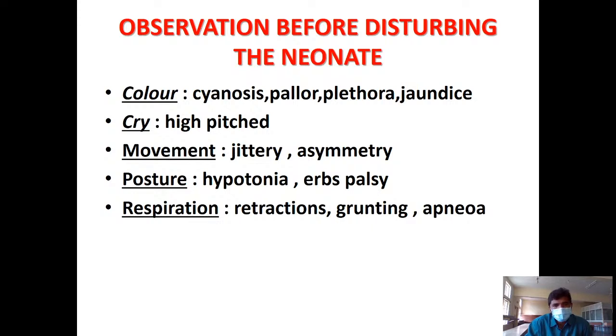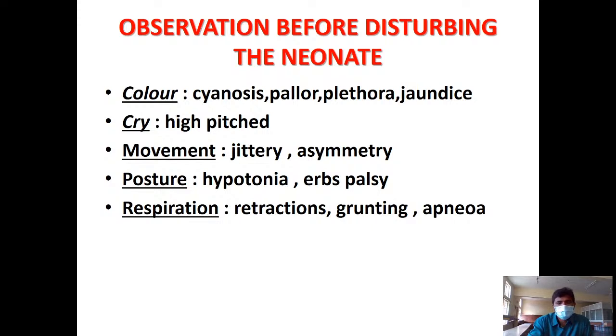So look into it. By looking at the neonate, you can pick up hypotonia or any asymmetry of the posture. When the baby has Erb's palsy, on the normal side the baby will be in a flexed posture. On the Erb's palsy side, the hands will be in an extended posture. The other observation you can make without disturbing the baby is the breathing pattern: whether the baby is comfortably breathing, or having retractions, grunting, or apnea. So you can make out all these things without disturbing the baby.